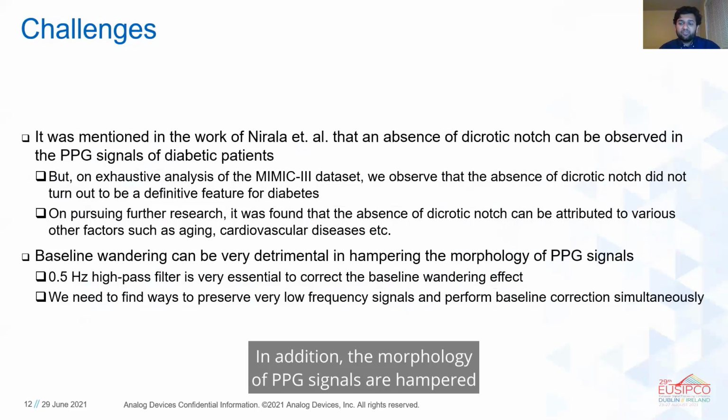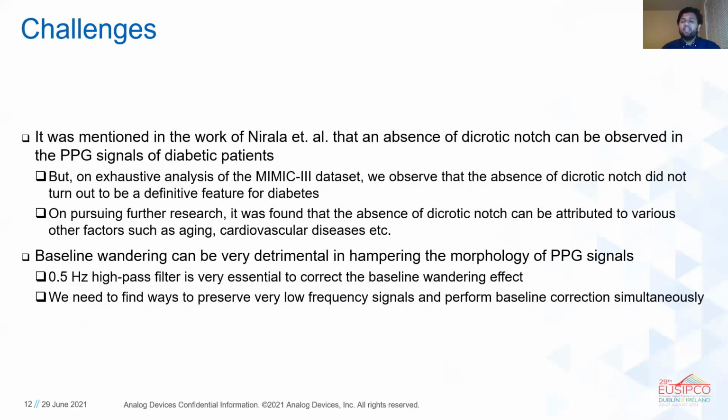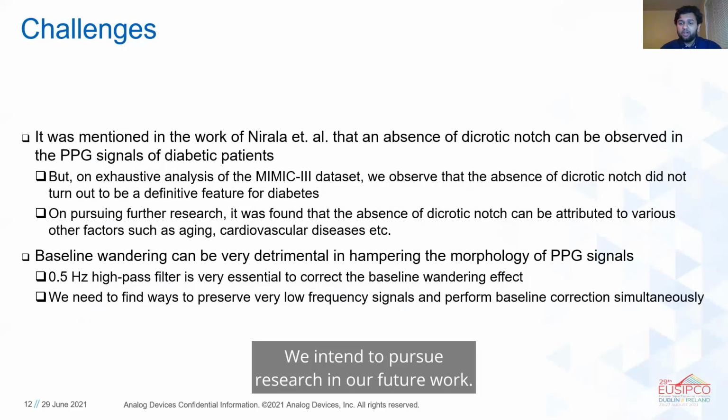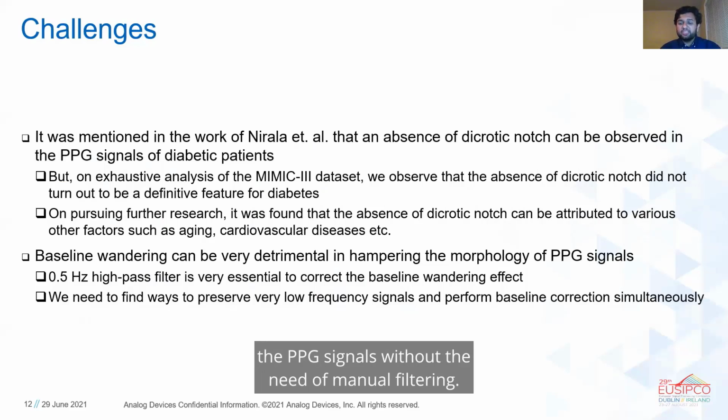In addition, the morphology of PPG signals are hampered by means of baseline wandering, as we literally kill very low frequency signals below 0.5 Hz. We intend to pursue research in our future work. Also, in our future work, we intend to design the neural network architecture to automatically pre-process the PPG signals without the need of manual filtering.